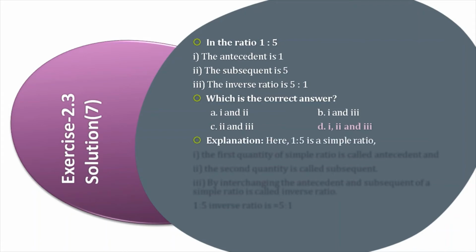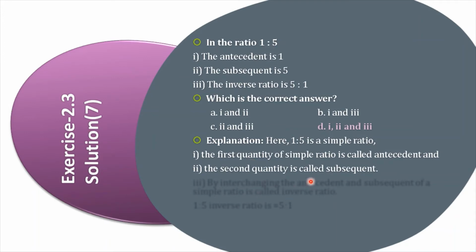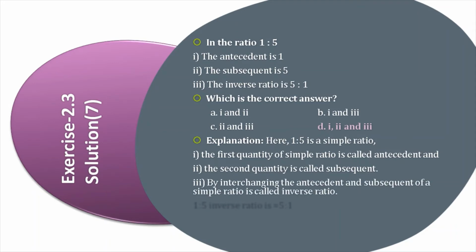Here 1:5 is a simple ratio. The first quantity of a simple ratio is called antecedent. That means the antecedent is 1. You can see the first quantity is called antecedent. The second quantity is called subsequent. That means 5 is our subsequent. That is also correct. Interchanging the antecedent and subsequent of a simple ratio gives the inverse ratio. This is the definition of inverse ratio. And if we interchange 1:5, then we get 5:1. So the number 3 is also correct.